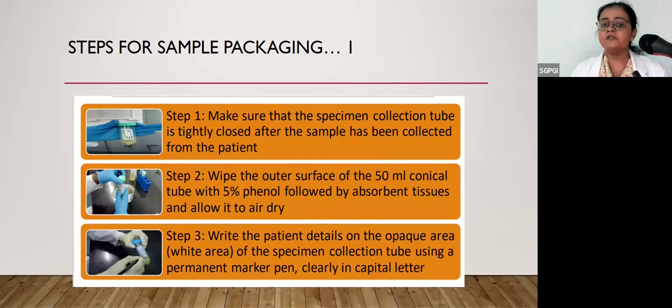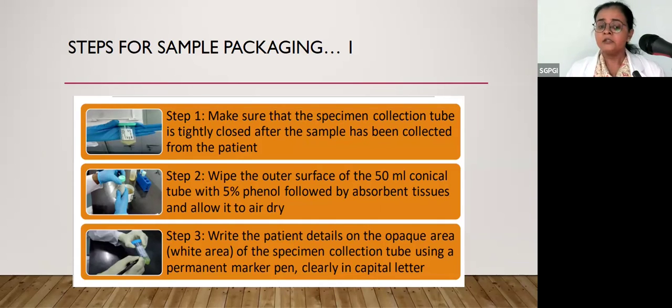These are the steps for the sample packaging. Step 1 is to make sure that the specimen collection tube is tightly closed after the sample has been collected from the patient. Second step is to wipe the outer surface of the 50 ml conical tube with 5% phenol followed by absorbent tissue and allow it to air dry.